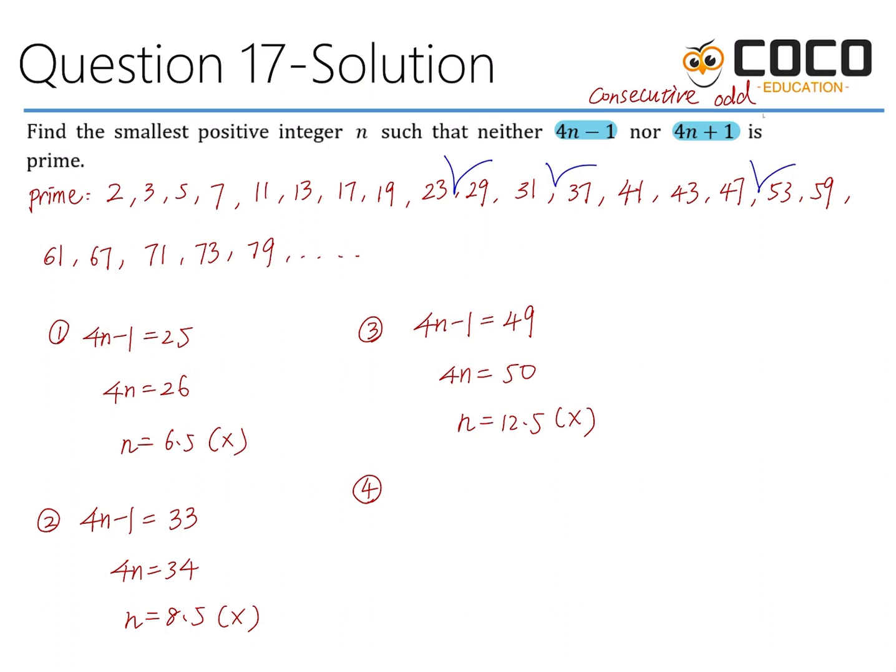Right. The next time this happens is between 53 and 59. So we have the numbers 55 and 57. So let's say 4n minus 1 equals 55. Then 4n equals 56. Divided by 4, n is 14. This is the first integer solution, so n equals 14.